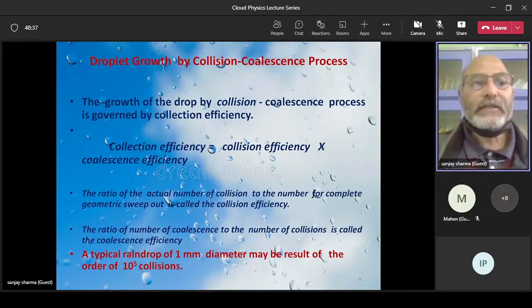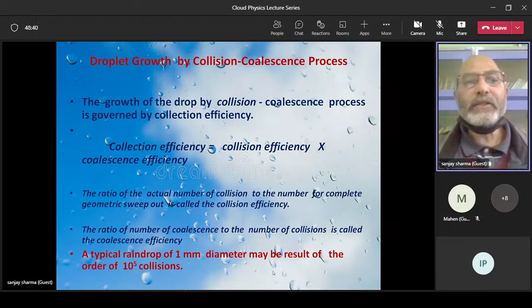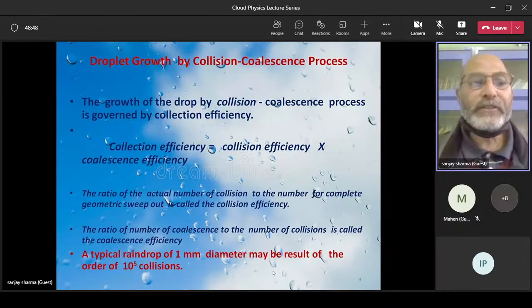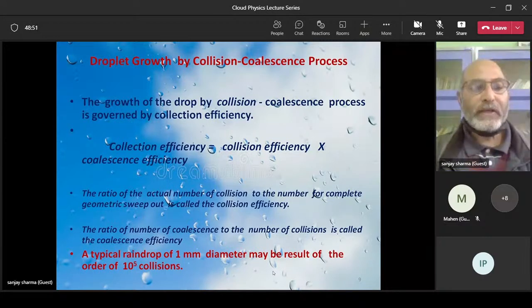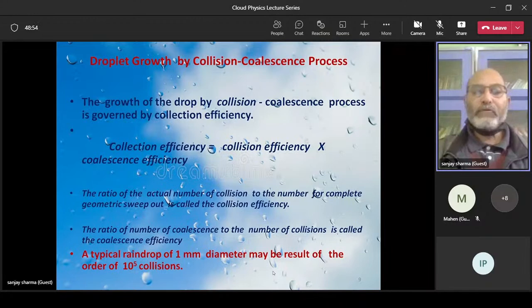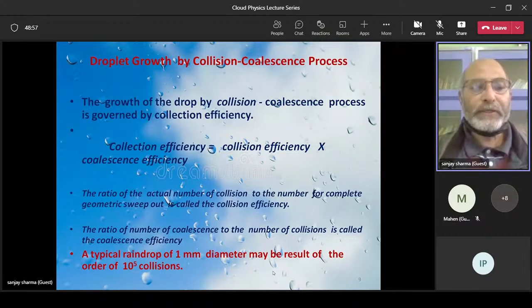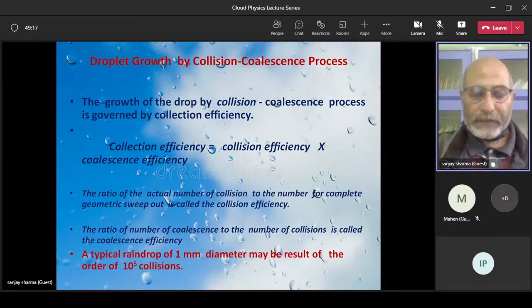Now, further, we will discuss that the growth of the drop by the collision coalescence process is governed by the collection efficiency. Collection efficiency is a function of collision efficiency and coalescence efficiency. The ratio of the actual number of collisions to the number for complete geometric sweep out is called the collision efficiency. And the ratio of the number of coalescences to the number of collisions is called the coalescence efficiency. A typical raindrop of 1 mm diameter may be the result of the order of 10 to the power 5 collisions to come to this size.